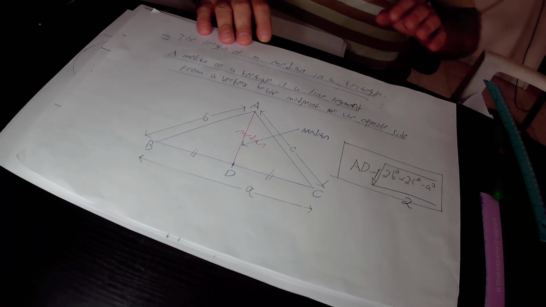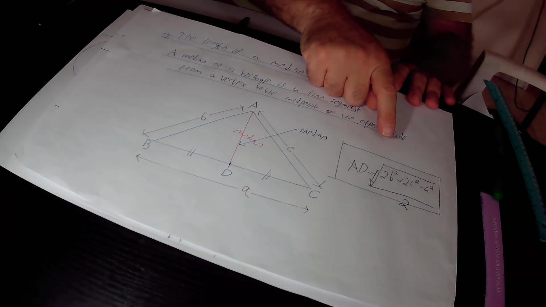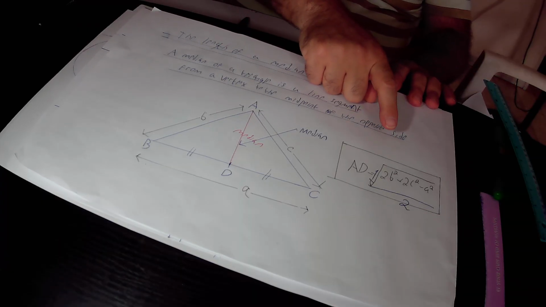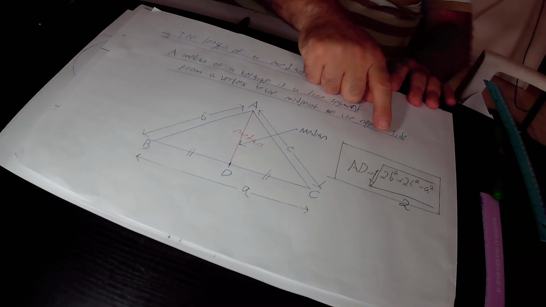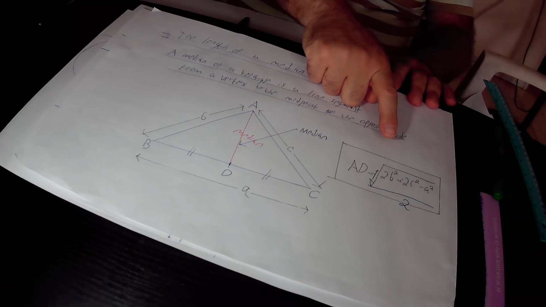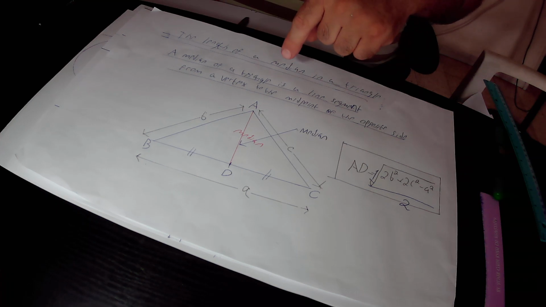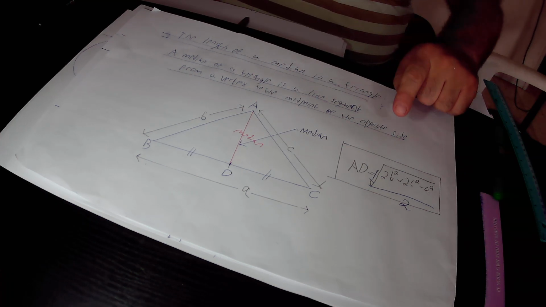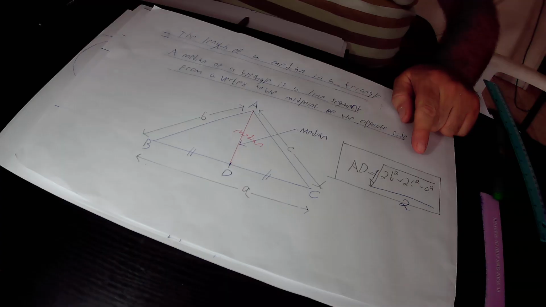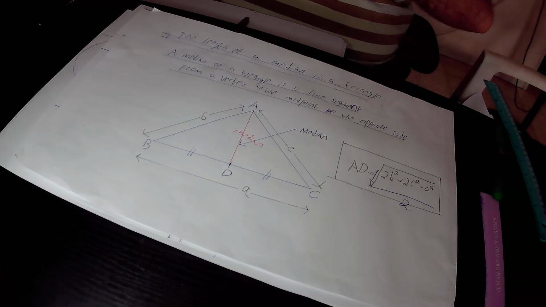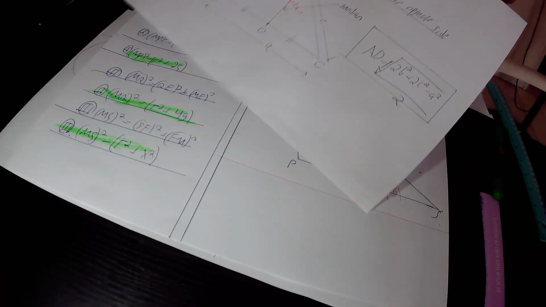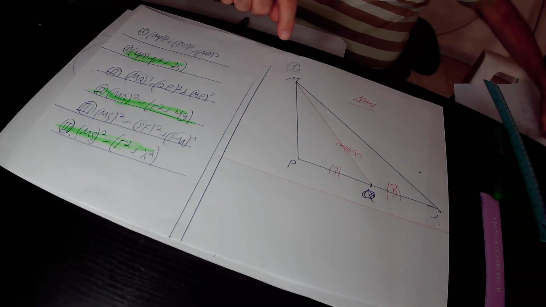The length of the median AD is equal to the square root of 2b squared plus 2c squared minus a squared over 2. Again, the length of this median AD is equal to the square root of 2b squared plus 2c squared minus a squared over 2. So we use this formula in order to find out the length of this median MQ.